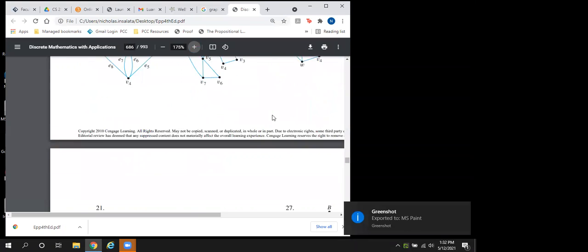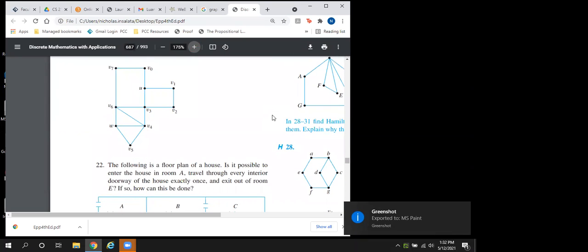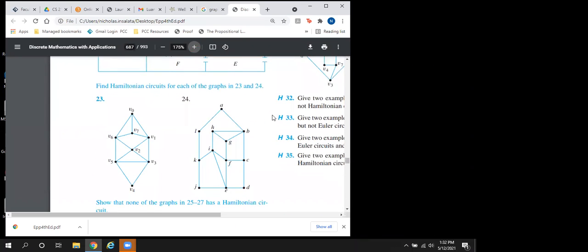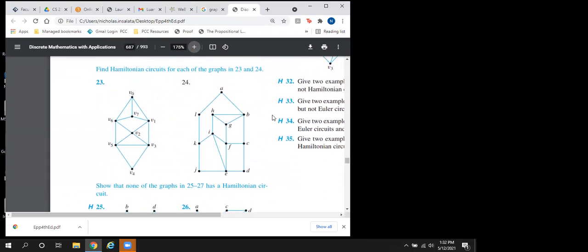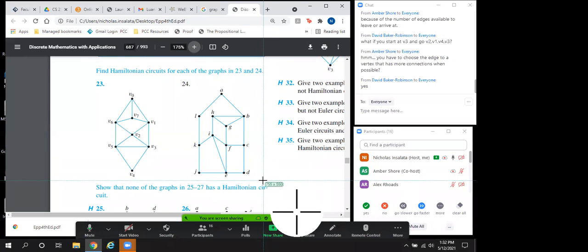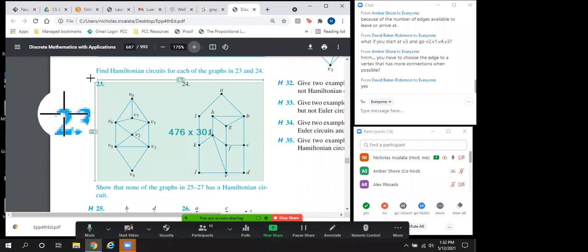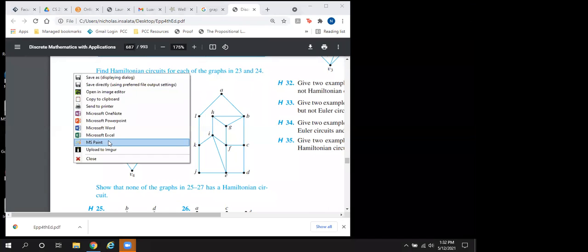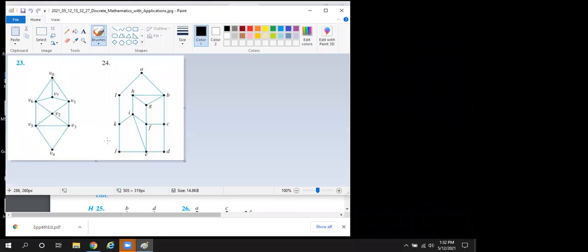So besides an Euler circuit, you could also have a Hamiltonian circuit, right? So can someone explain to me what a Hamiltonian circuit is while I set this up? It's a simple circuit, okay. So that means that you start and stop at the same place, and you're not allowed to repeat any edges, right? Are there more restrictions here on simple circuit?